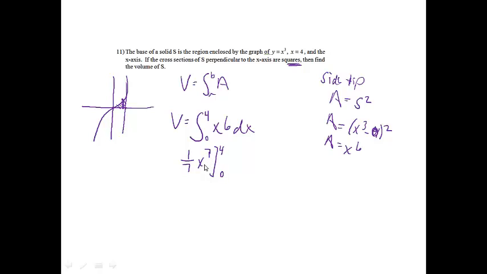So first of all, I get to do 4 to the 7th power. Aren't you glad this is a non-calculator problem? Which means that's 4 times 4 times 4 times 4 times 4 times 4 times 4. And if I do that, I'll get 16,384 sevenths. And then minus, if I plug 0 in, I'll get 0. So my volume will be 16,384 sevenths.